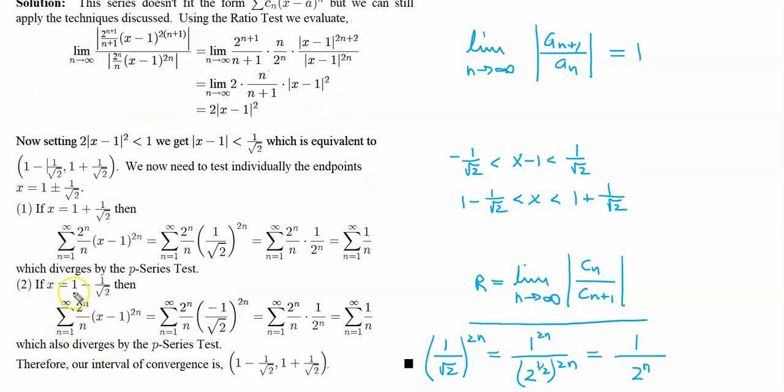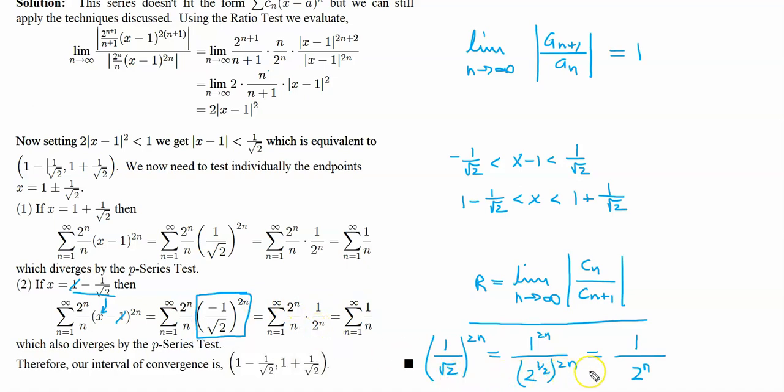So at the other endpoint, the left-hand endpoint, when x equals 1 minus 1 over root 2, if we plug that in for this x right here, notice that these ones will cancel again, and we will get negative 1 over the square root of 2 raised to the 2n power. And then we have the 2 to the n over n coming over as well. Now this part right here is also going to equal 1 over 2 to the n power.